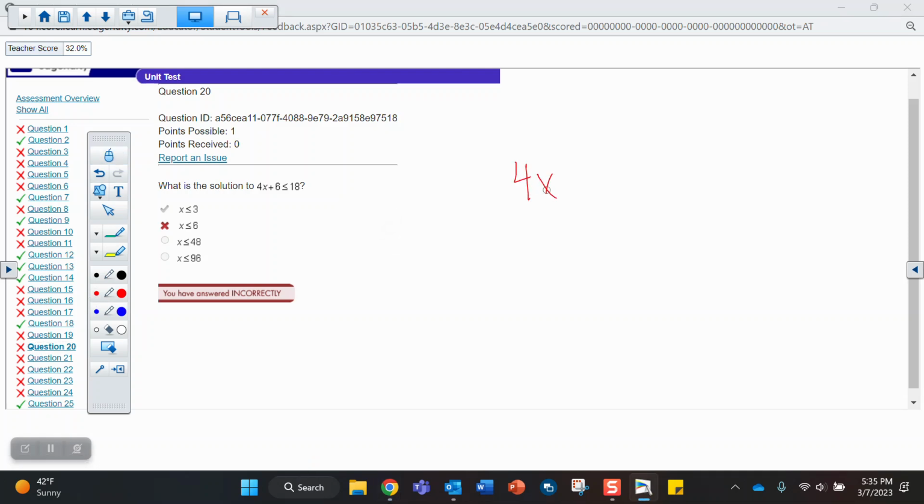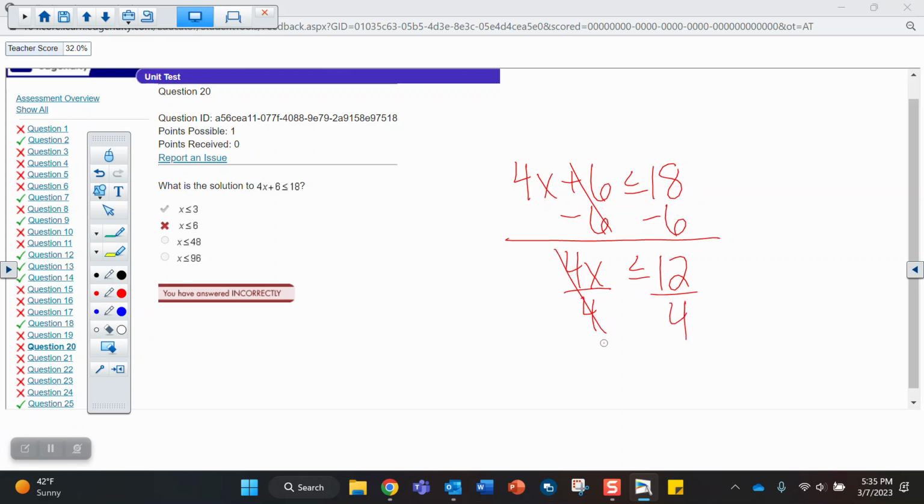Again, solving these inequalities is just like solving equations. Subtract 6 from both sides. 4x is less than or equal to 12. Divide both sides by 4. That undoes the multiplication. And we get x is less than or equal to 3.